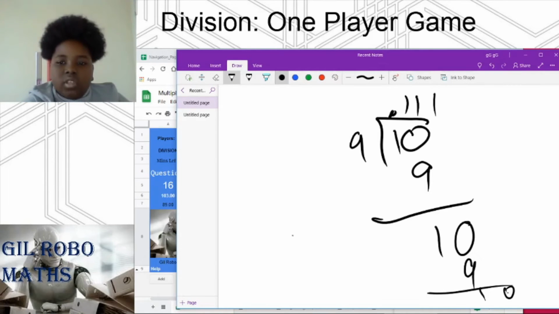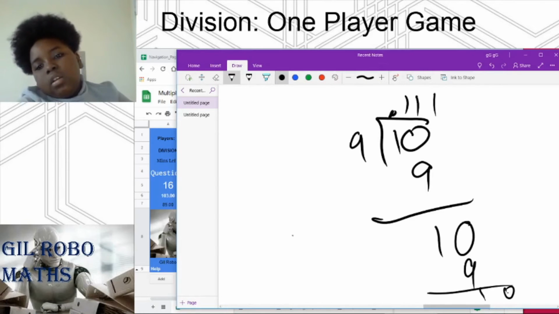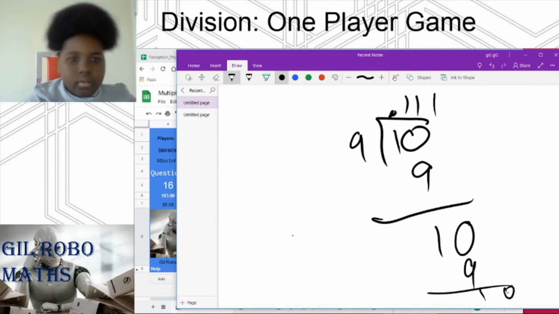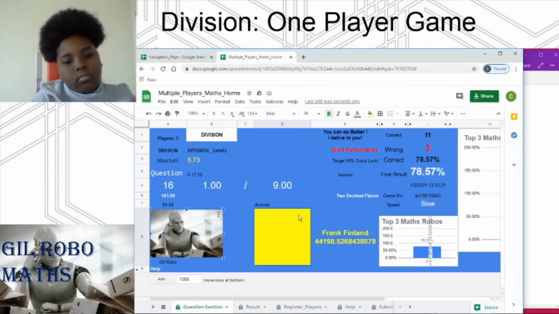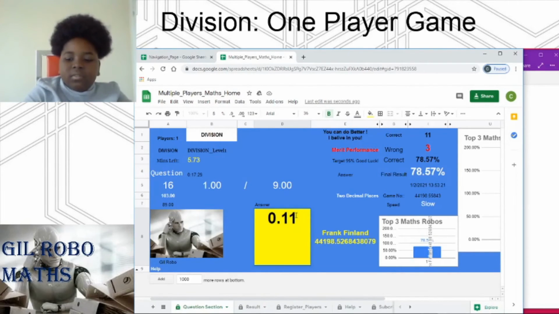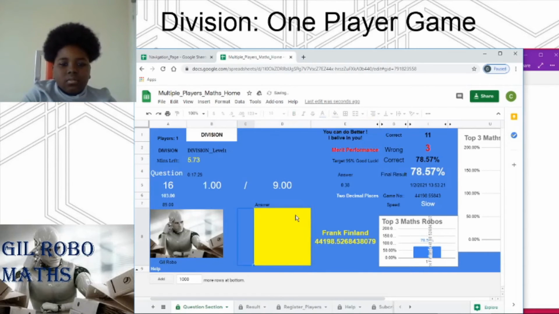So now, is it rounding up or down? So this is rounding down. So our answer is going to be 0.11. Let's see if we get it right. Yay, it's right.